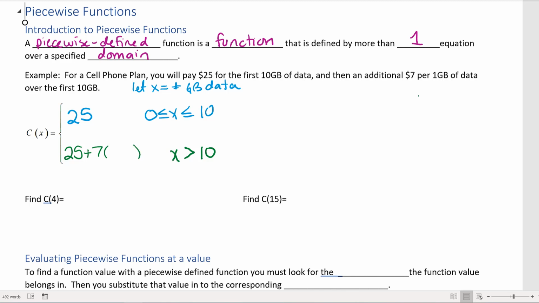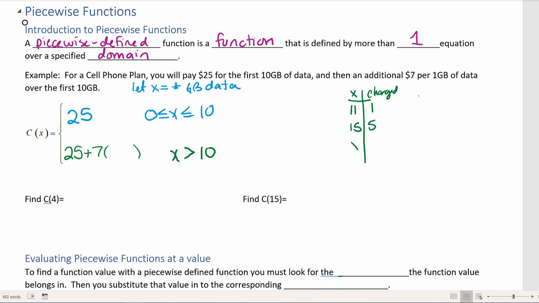Now that's a little bit hard for some students to understand, how we're going to charge that. Let's see, if I have 11 gigabytes of data, how much am I going to be charged for? Well, actually only one extra, right? Because the first 10 is already included in the $25. What if I use 15? Well, I'm only charged for the extra 5.